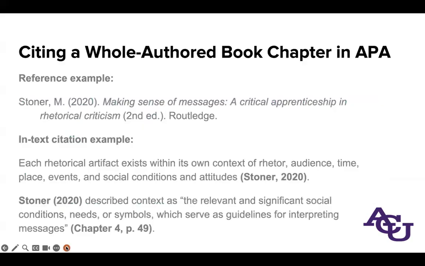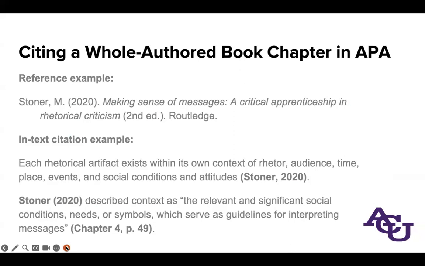So for this module, you're assigned 3 chapters from your textbook, and the textbook was written by one author. So we're going to look at how to write the reference for a whole authored book. A whole authored book means that one author wrote the entire book themselves. So we're going to write the reference for a whole authored book.